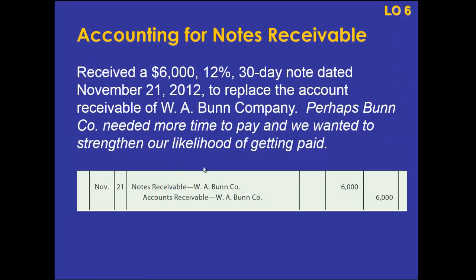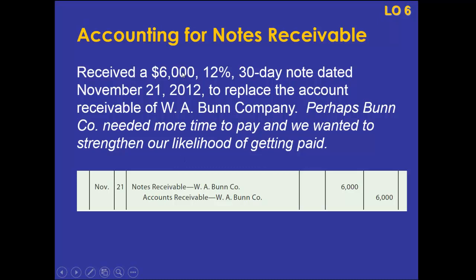So anyways, as we mentioned before, if a company needs more time to pay us, we might extend that amount of time, but we're going to make them put it in writing. We're going to charge them interest. So we are reducing our accounts receivable here, this asset, and we're increasing this other asset, notes receivable. So we're really trading one out for a more formal asset here.